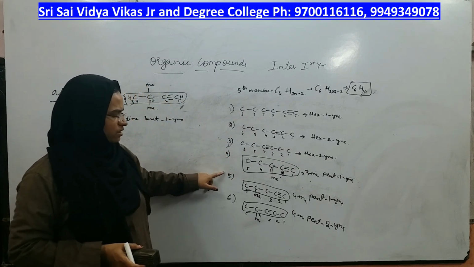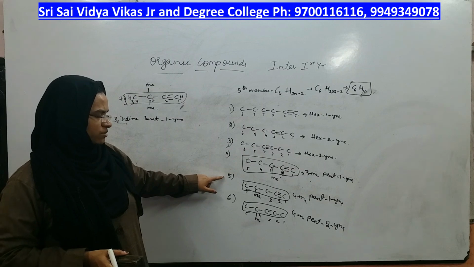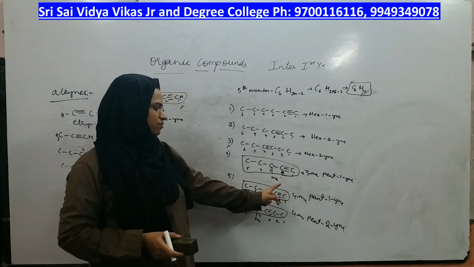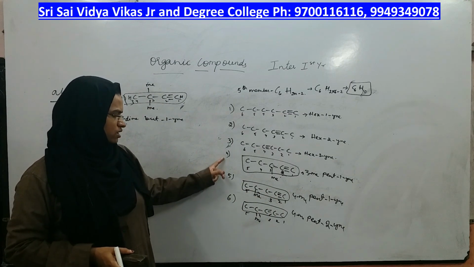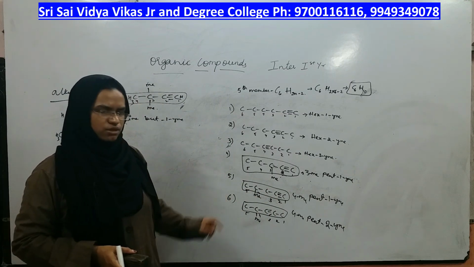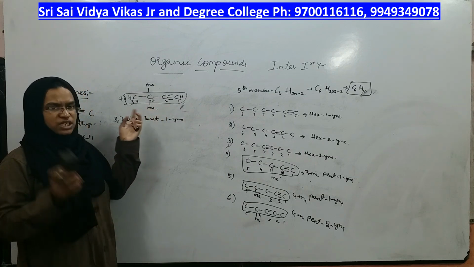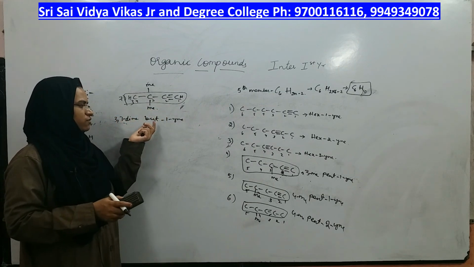4th and 5th are also position isomers, in which the chain is 5, but the position of the triple bond is getting changed. Therefore, these two are position isomers and this is also a position isomer. Coming to the butyne, even here also the chain is getting reduced by 1 carbon. Therefore, this is also a chain isomer, right?